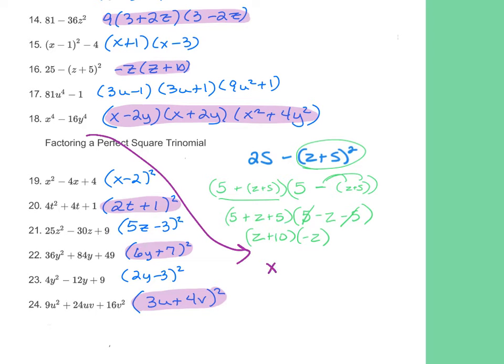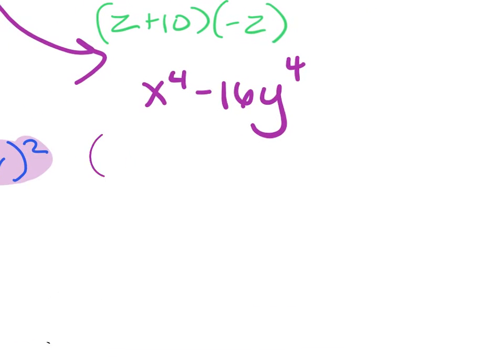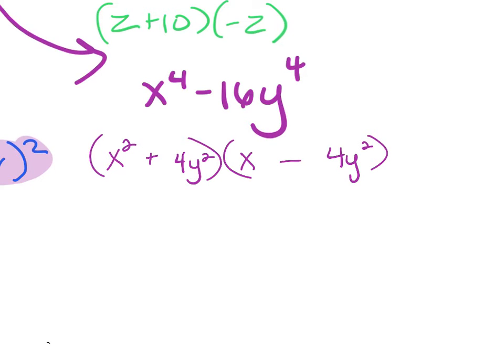18: x to the 4th minus 16y to the 4th. Okay, so again, difference of two squares, right? So I'm going to set up my two parentheses. Square root of x to the 4th is x squared and x squared. Square root of 16y to the 4th is 4y to the 2nd and 4y to the 2nd. One gets a plus, one gets a minus. Now the first parentheses is done, but the second one, oh, this should be squared.